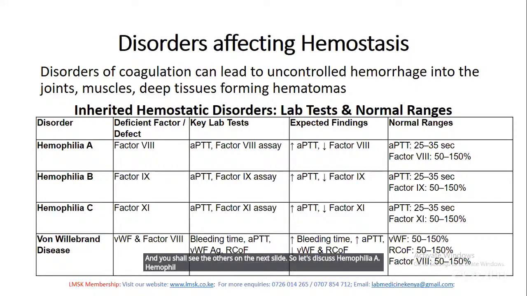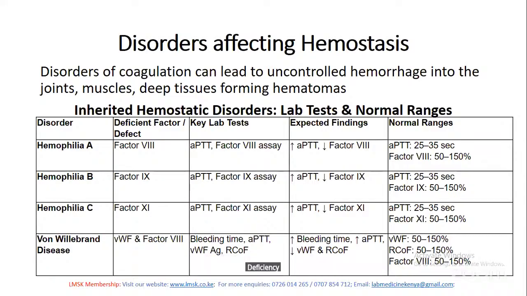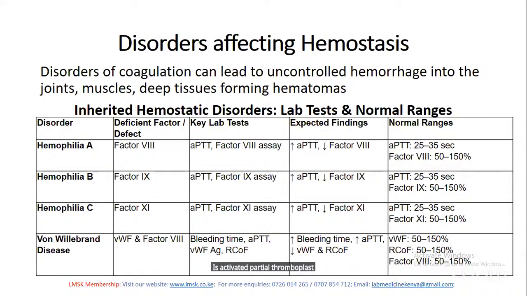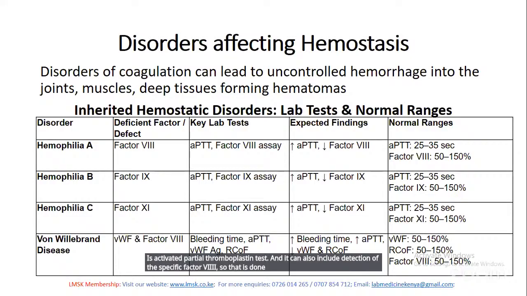Hemophilia A is basically a deficiency of factor 8. And where does factor 8 fall in the coagulation pathway? Is it in the intrinsic, extrinsic, or common pathway? Factor 8 is found within the intrinsic pathway. And the screening test for abnormalities within the intrinsic pathway is the activated partial thromboplastin test. And it can also include detection of the specific factor 8. So that is done by factor 8 assay to detect the amount of factor 8 in plasma.